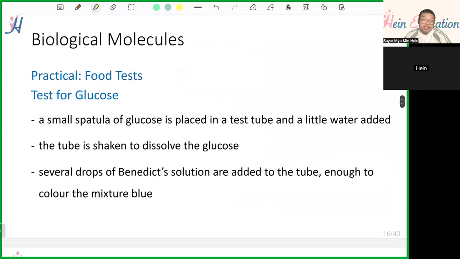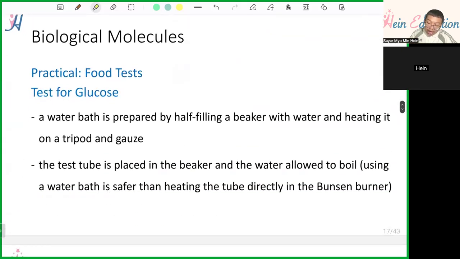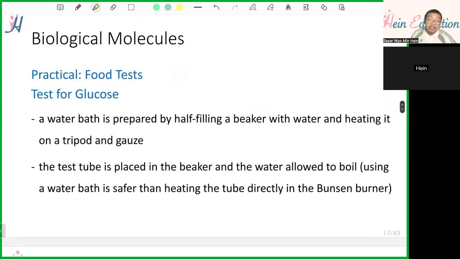A small spatula of glucose is placed in a test tube and a little water added, and the tube is shaken to dissolve the glucose. So we are making a solution, and we will add several drops of Benedict solution, or Benedict reagent, and then mix. The original color of Benedict solution is blue. Then we have to prepare a water bath, with a beaker filled with hot water, and then it is heated.